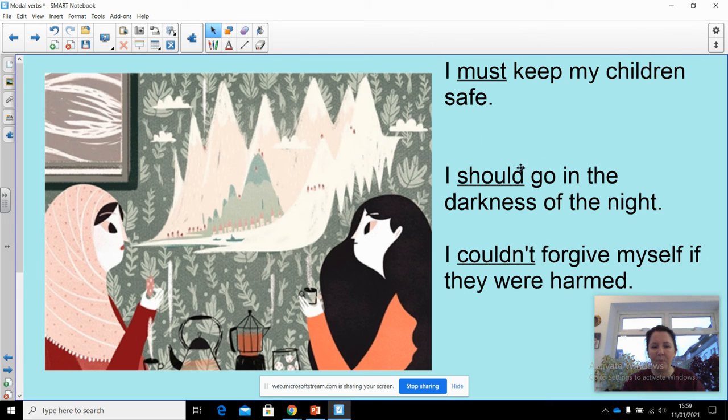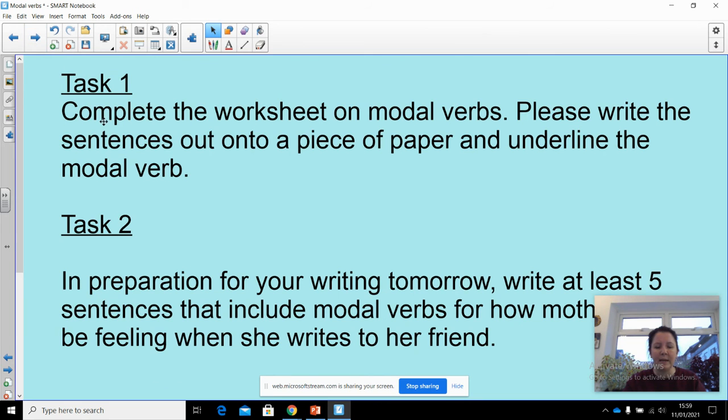So this is in preparation for tomorrow, making sure that we've got some really good sentences, including modal verbs, for our writing tomorrow. So task one, you're going to complete the worksheet on Showbie on modal verbs. Please write the sentences out onto a piece of paper and underline the modal verb. I don't really want you to be working on the sheet unless, if it's at all possible, I want you to be copying. It doesn't mean you have to print the worksheet out.